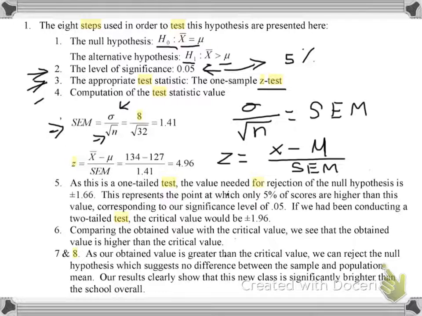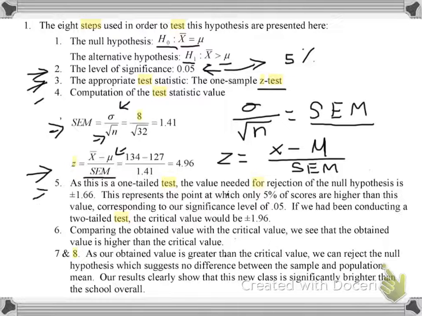Once we have our standard error of the mean, we can plug that information in to get our z-value. The way that we get our z-value is by subtracting the population average, represented here by mu, from our x-bar, or the mean of the sample, and we divide the whole thing by our standard error of the mean.